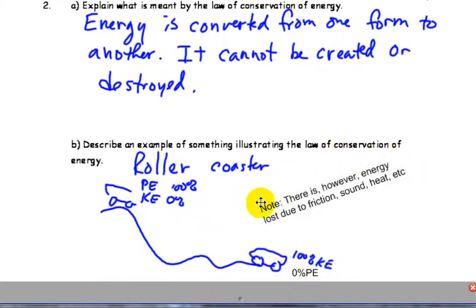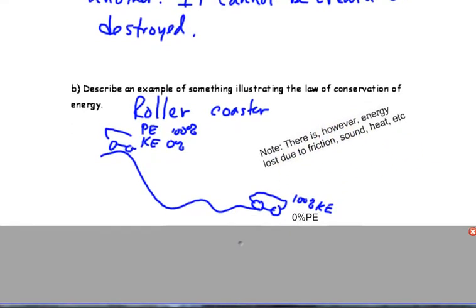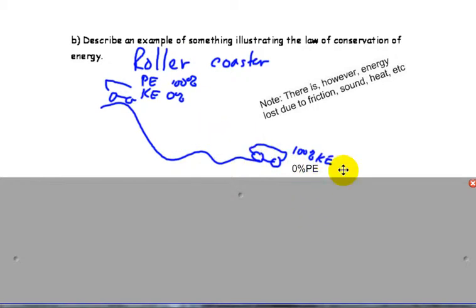And of course in real life we don't have a perfect conversion here, because if we can hear the rollers of the roller coaster, we know there's sound energy, heat energy, friction, etc. So it's not a perfect conversion there, because some energy is lost due to changing into one of these forms.